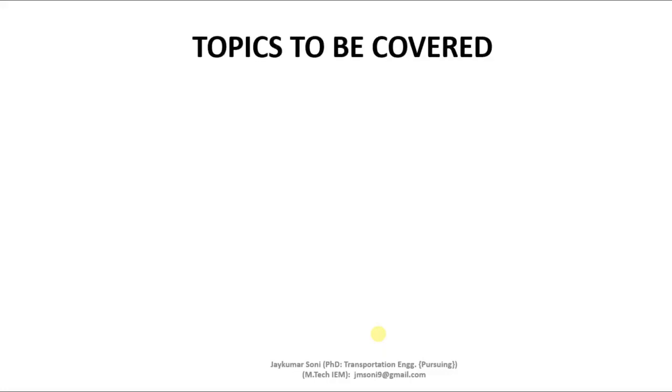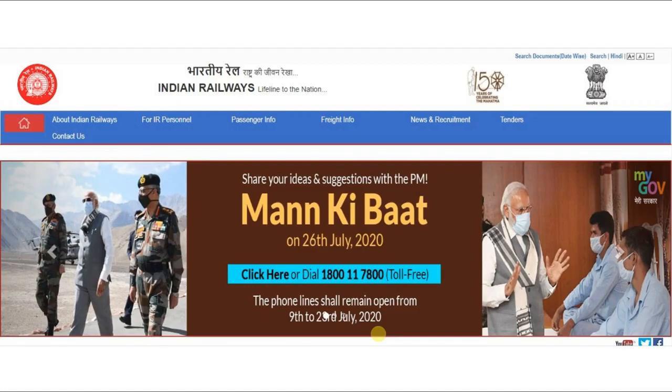In this lecture, we are going to cover the topics which are related to Railway Board. We will be learning certain important things regarding the Railway Board and Ministry of Railways. On the screen, you may observe certain images. In this image, the Indian Railways, lifeline to the nation, can be seen easily. This is one of the screenshots from the website of Ministry of Railways.